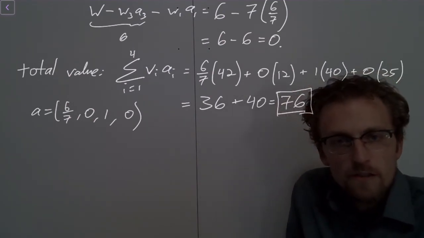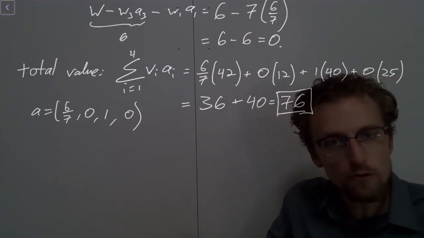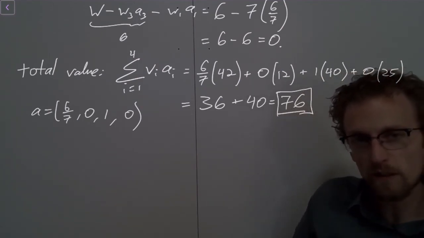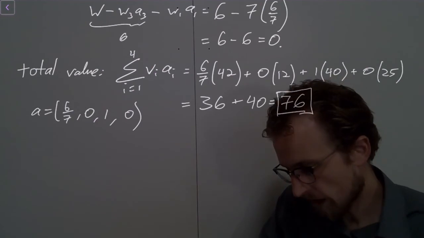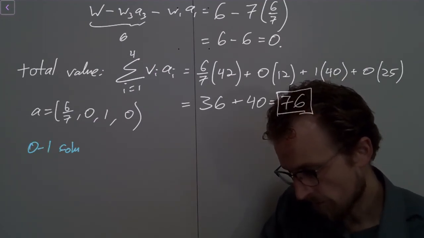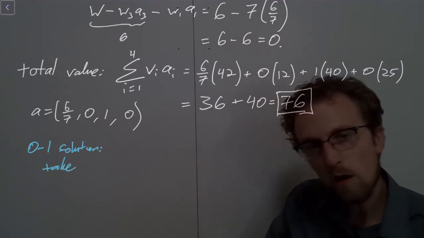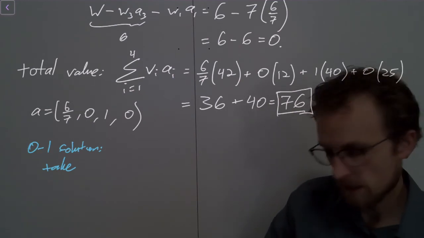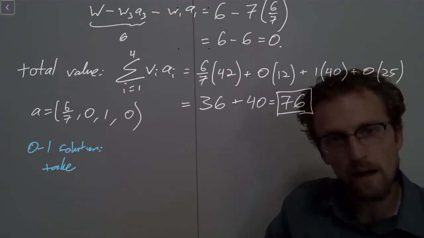So the question is, there's two questions. First, I think it's interesting to ask, how does this compare with the best we could do in the 0-1 case? Well, in the 0-1 case, so I'm going to do this in blue again, the 0-1 solution was to take all of, you can only take all or nothing. So the 0-1 solution was to take item 3 and item 4.